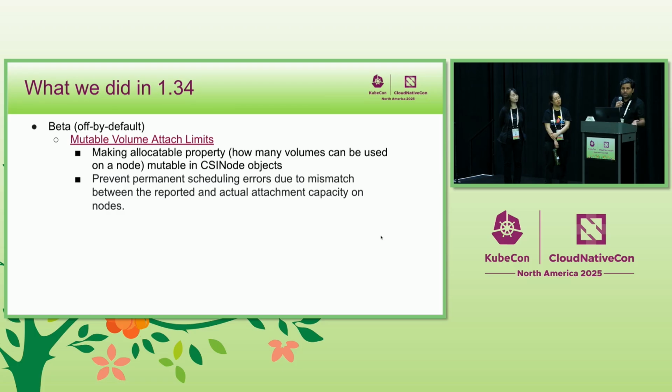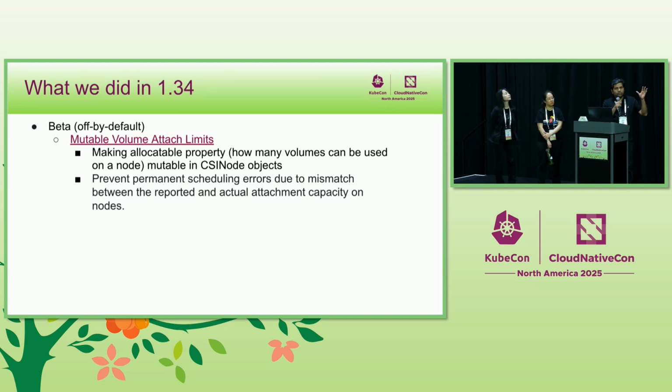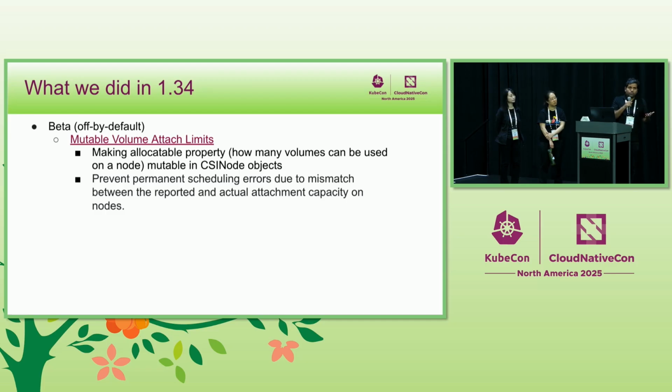So with this feature, we have made it mutable. The driver can report this limit periodically. Kubelet watches for the changed limits, and it bubbles up this information all the way to kube-scheduler so that it makes better decisions based on whatever the limit is. And kubelet can also reject pods if the pod cannot fit on the node anymore.